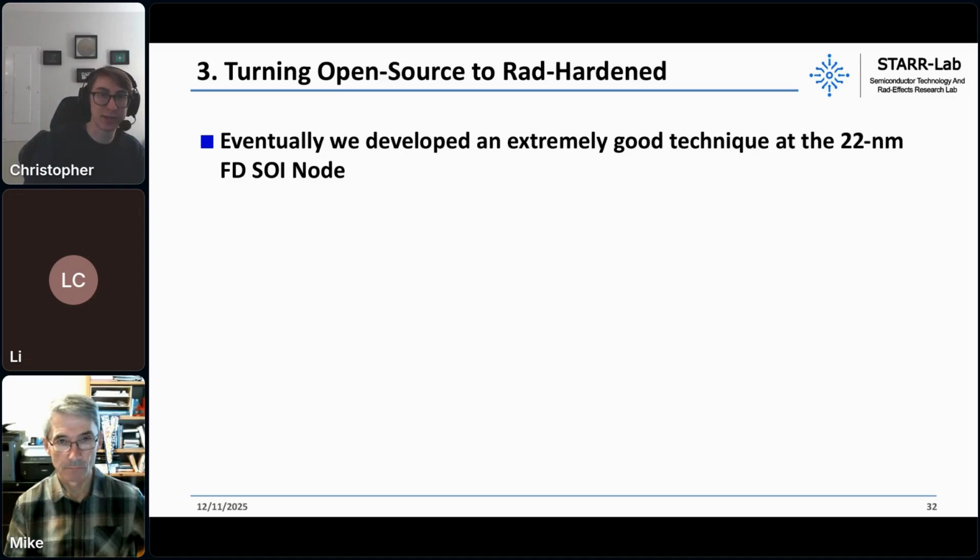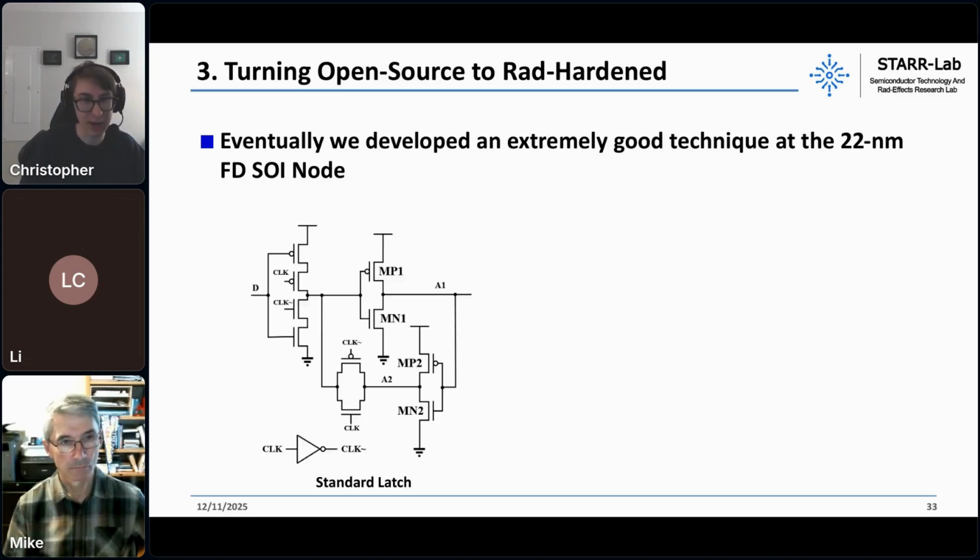Eventually we had a project that we did at the 22 nanometer node, and we actually discovered a particular methodology that was just extremely good at preventing these bit flips from occurring. I'll highlight it a little bit more here. We do have some papers that are publicly available, I think, on IEEE if you want to learn some more. But the technique is pretty simple when you look at it.